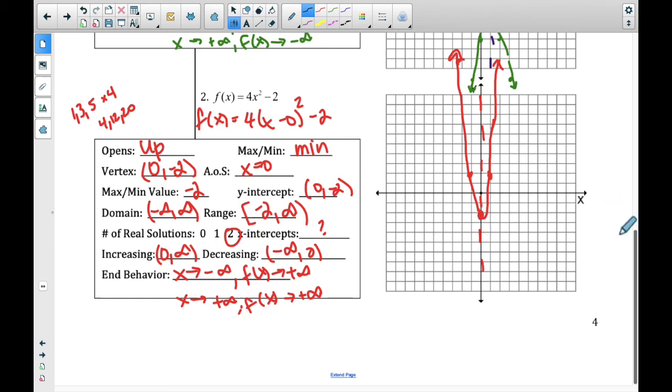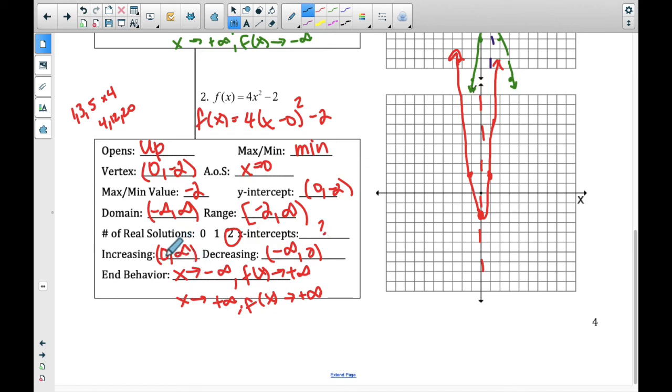A couple times ago, we had the x-intercept as the vertex, but this time the y-intercept is also the vertex. Okay, the domain is negative infinity to positive infinity. The range goes from -2 all the way up, and it does include -2. There are 2 solutions. Now, we have not discussed how to find them yet. That's one thing that we're going to work on in the next section. So we will learn that eventually, but right now we don't know how to do that yet.